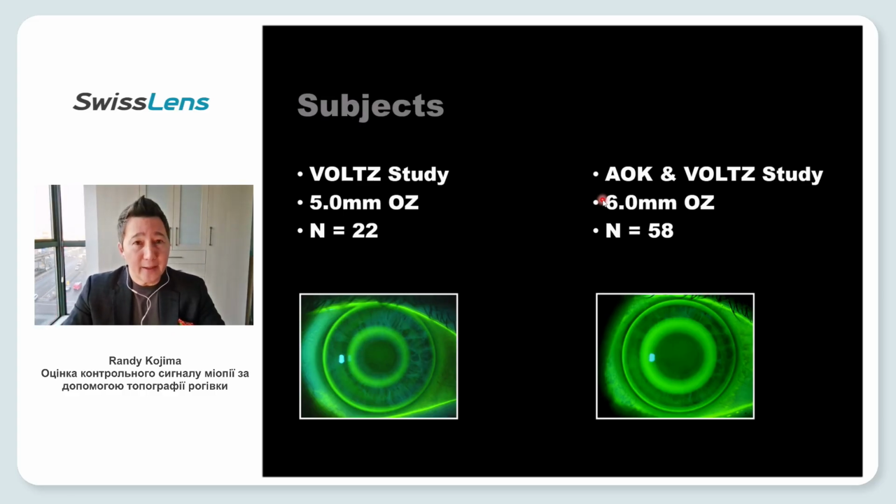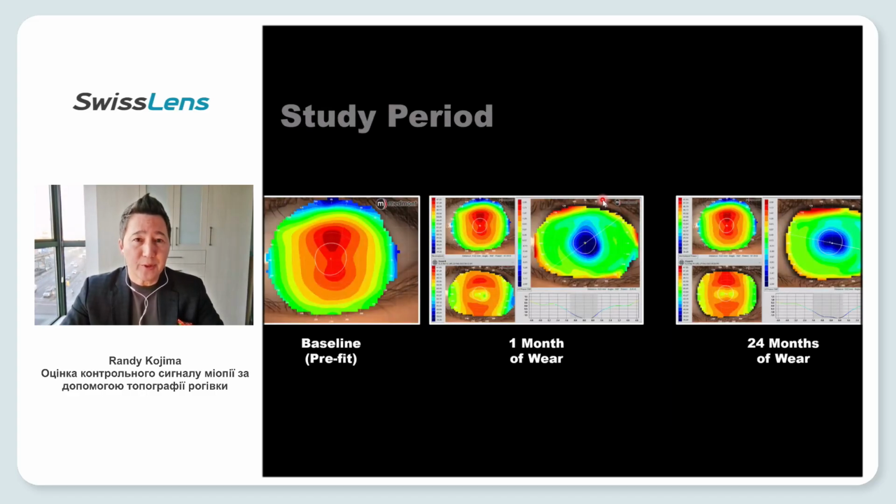Then the idea was to determine: can we learn from their topographies before we started ortho-K versus after 2 years of findings to determine if there is any way to measure the signal strength and how much axial growth we were able to control? So the study period was this. It took both studies that had subjects that completed 2 years of findings. We looked at the topographical shape before ortho-K, the baseline topography.